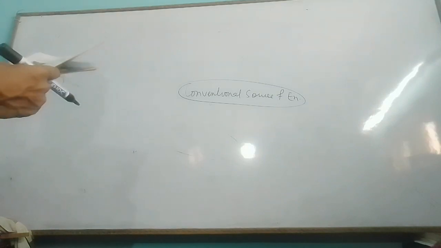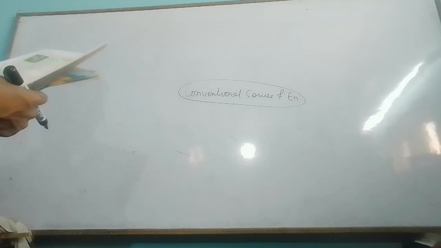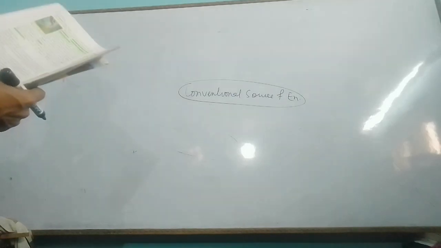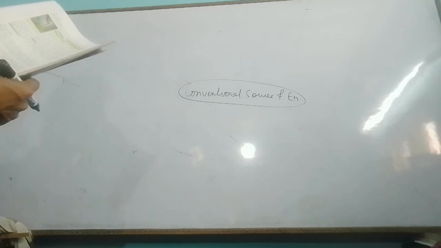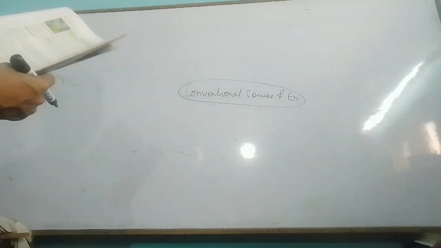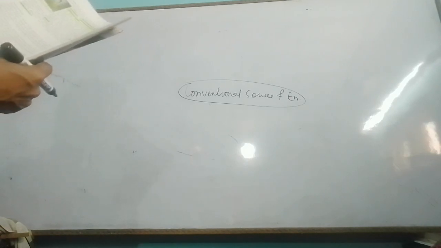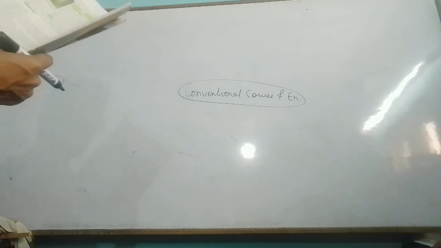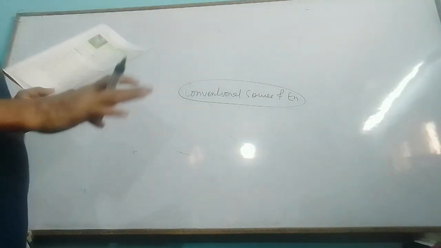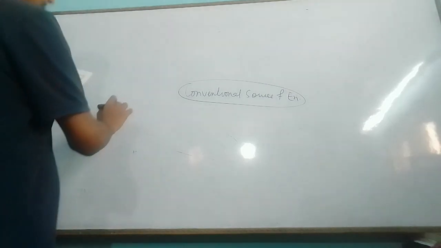Now the word petroleum is derived from Latin words, petra, which means rock, and oleum, which means oil. So petra plus oleum is petroleum, that is, oil which is obtained from rock is called petroleum.